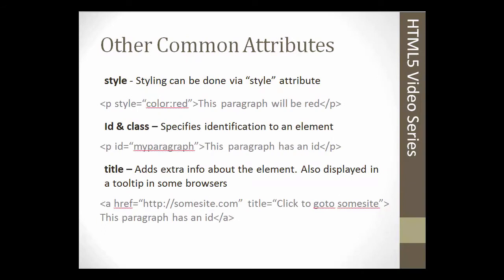So we have some other common attributes. The style attribute is a big one. The style attribute will allow us to design the layout and the look of our page, of certain elements on the page. And here we have an example. We have a p tag, which is a paragraph tag. Wrapped around the text, this paragraph will be red. And we have the style attribute, which is the name, and then we have the value, which is color red.